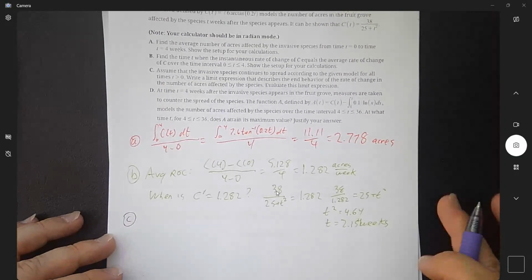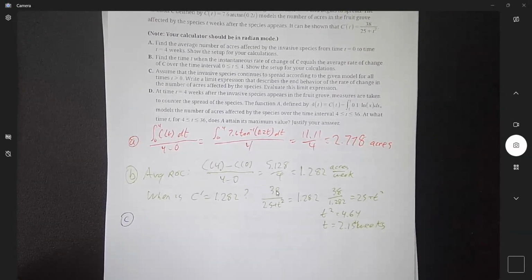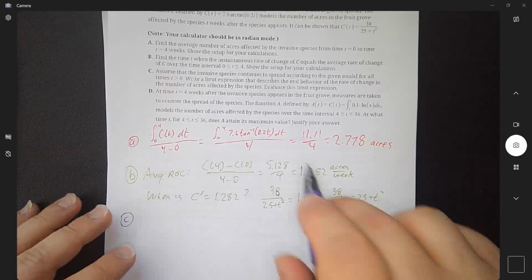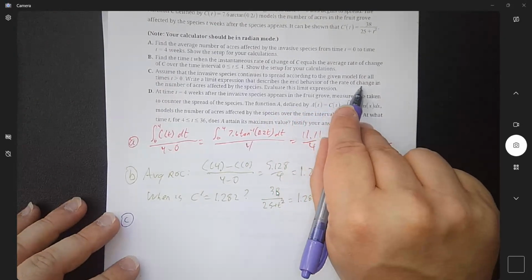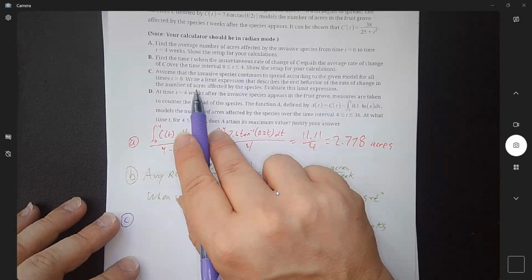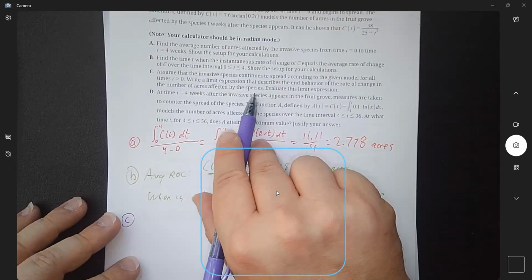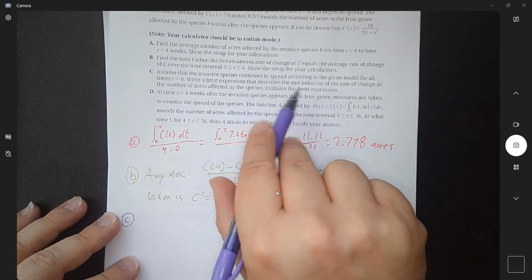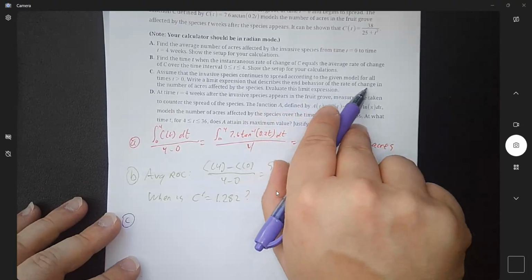Okay, C. Assume that the invasive species continues to spread according to the given model for all times greater than 0. Write a limit expression that expresses the end behavior of the rate of change in the number of acres affected by the species, and evaluate this limit. The end behavior of the rate of change.